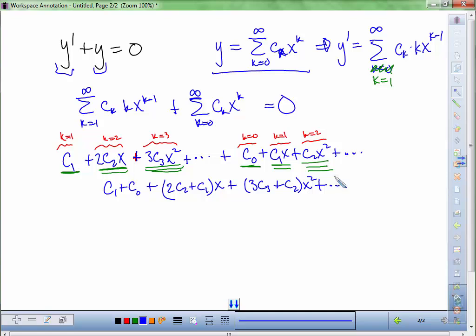Now, in this particular scenario, we have this thing equal to 0. It's a homogeneous differential equation, so everything's going to be set equal to 0. So this is your combining business. And then from here, you're going to take each of these coefficients of the combined power series, and then you're going to set that equal to whatever the right-hand side is. In this case, it's homogeneous, so it's equal to 0.